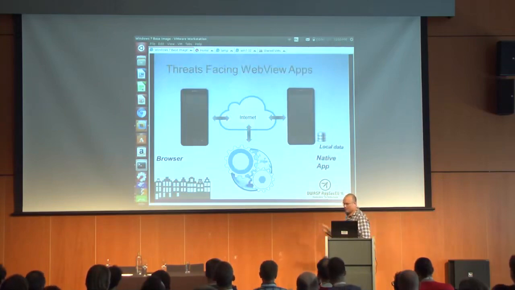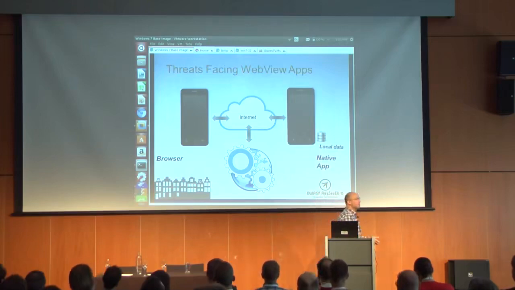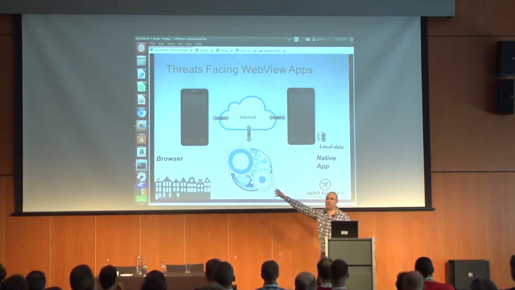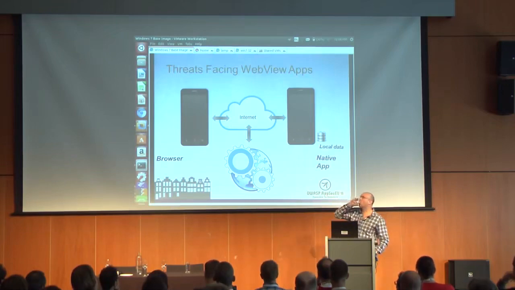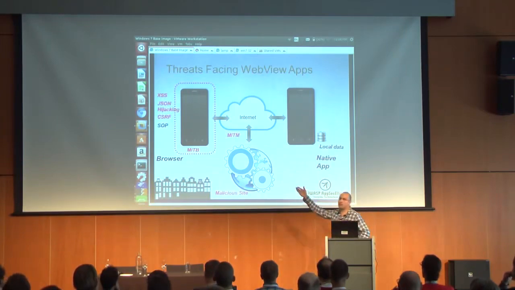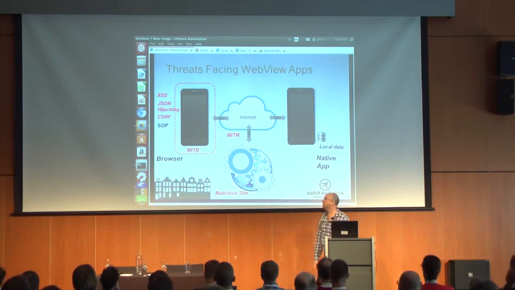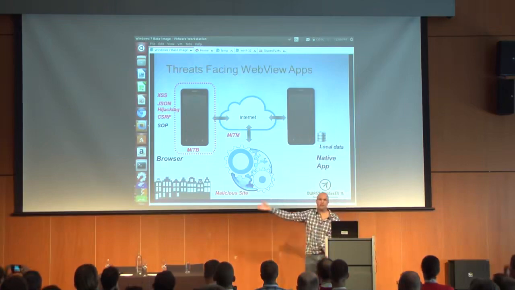So it's worth taking a step back and just considering for a moment what are the threats in WebView land. On the left, I have a traditional browser, and on the right, I have a native app. Threats facing a browser in a phone are all your usual suspects: XSS, JSON hijacking, cross-site request forgery. You have a man in the browser, you have a malicious site, man in the middle. This is all standard stuff.